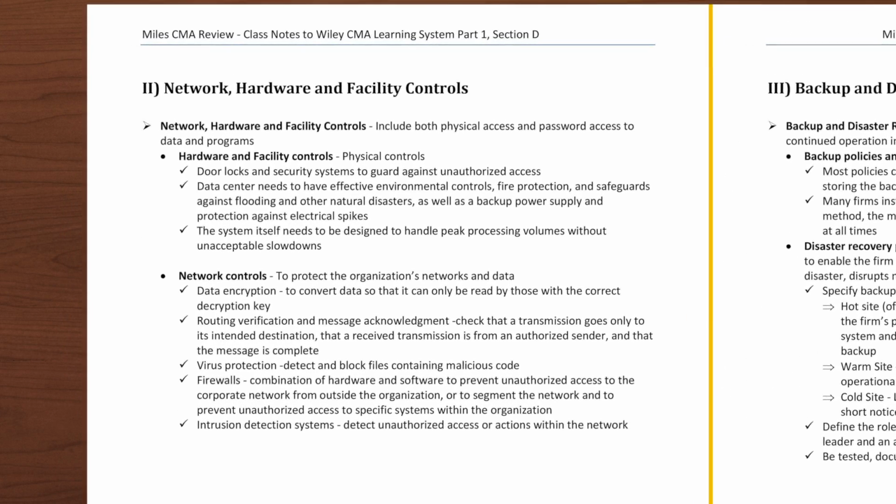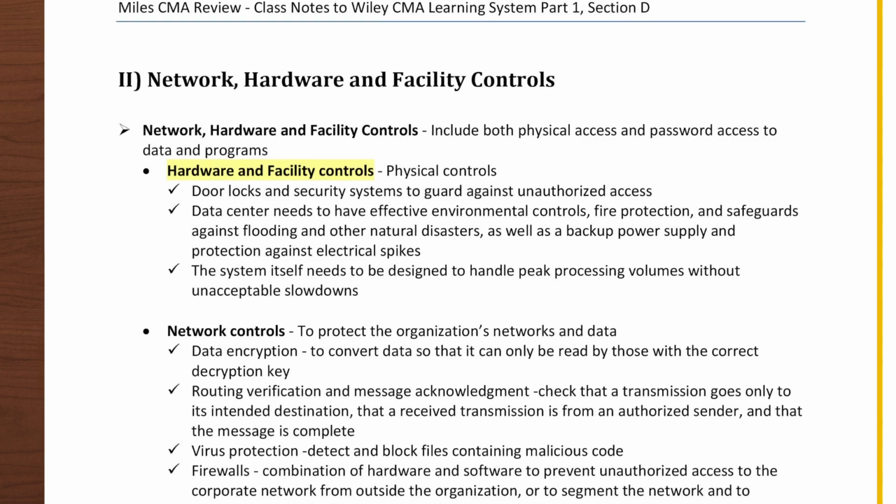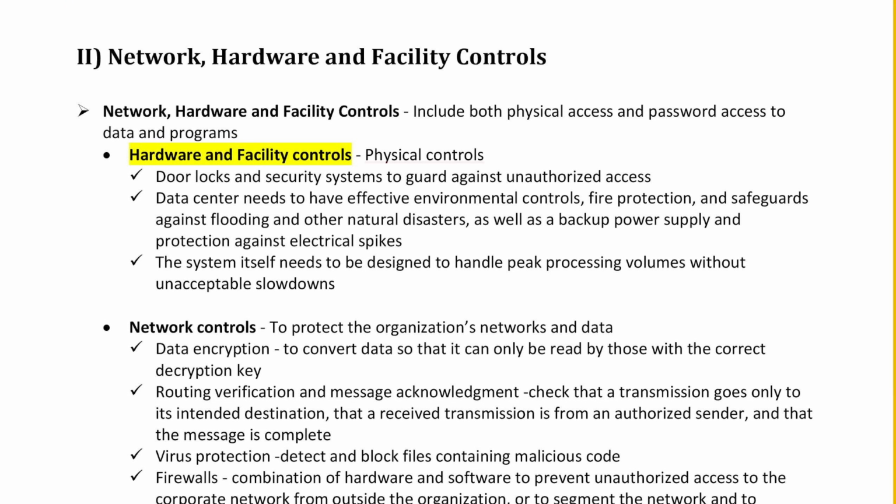On page 30, highlight hardware and facility controls. So here we're looking at underline physical controls. It could include door locks and security systems to guard against unauthorized access. The data center needs to have effective environmental controls, fire protection and safeguards against flooding and other natural disasters, as well as a backup power supply and protection against electrical spikes. The system itself needs to be designed to handle peak processing volumes without unacceptable slowdowns.